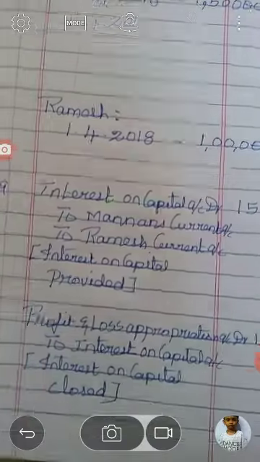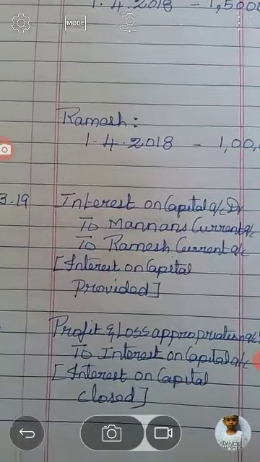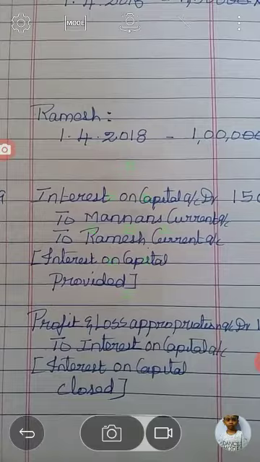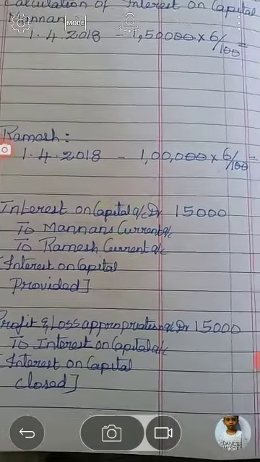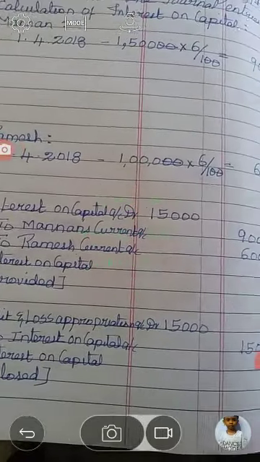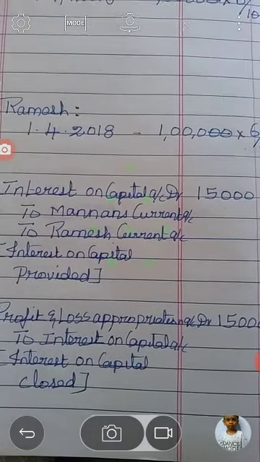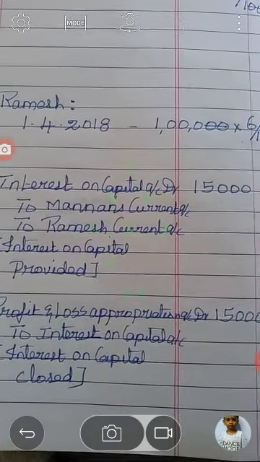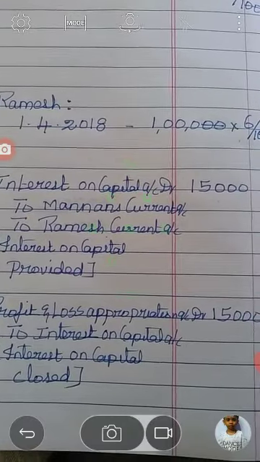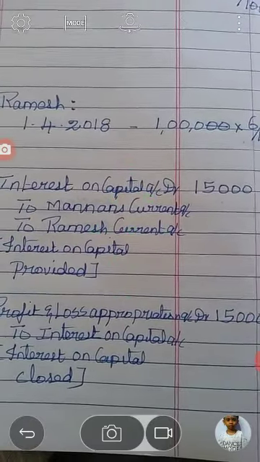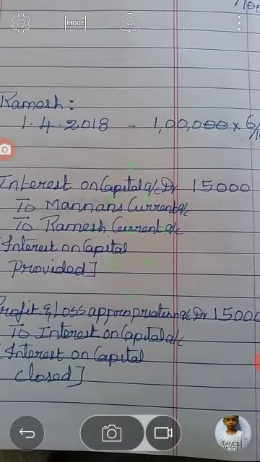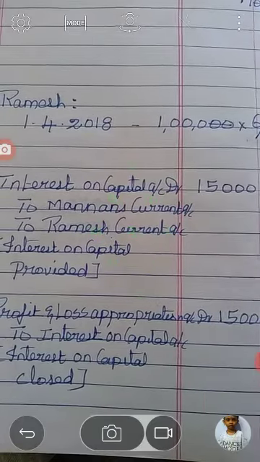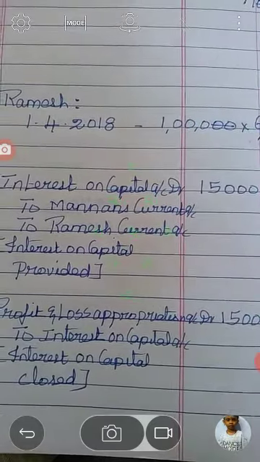The second journal entry is that the interest on capital account should be transferred to profit and loss appropriation account. So profit and loss appropriation account debit to interest on capital account, 15,000. Here the interest on capital is closed. Every year the interest on capital should be transferred to profit and loss appropriation account. Above, we have debited interest on capital, so when transferring, you have to credit the amount. So profit and loss appropriation account debit to interest on capital account.